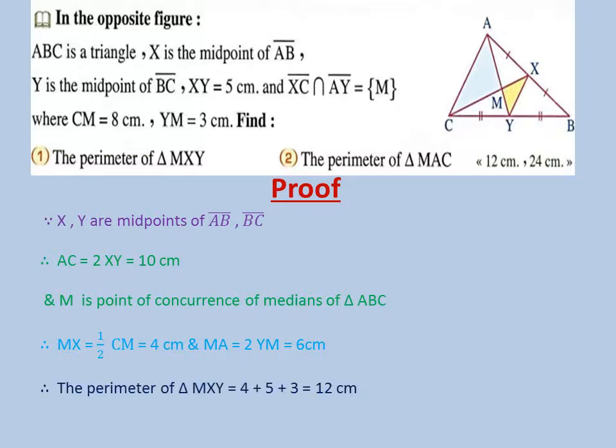The perimeter of triangle MXY is the sum of its 3 sides. So it will equal 4 plus 5 plus 3, which equals 12 centimeters. The perimeter of triangle MAC also is the sum of its 3 sides. So it will equal 6 plus 10 plus 8, which equals 24 centimeters.